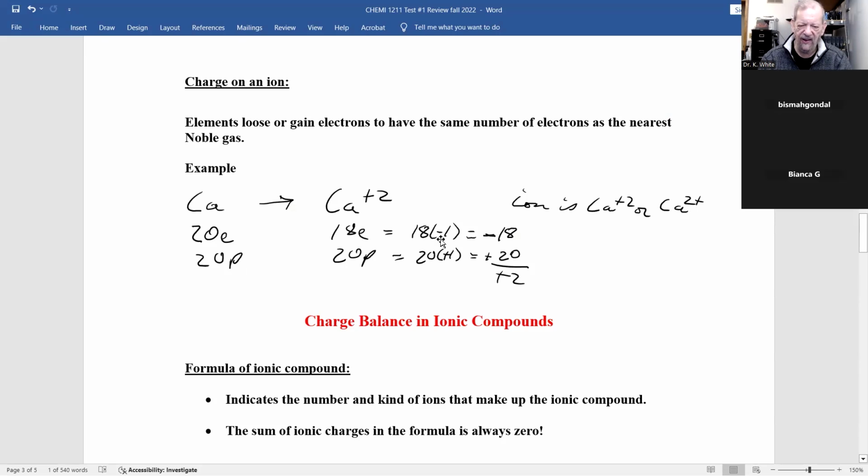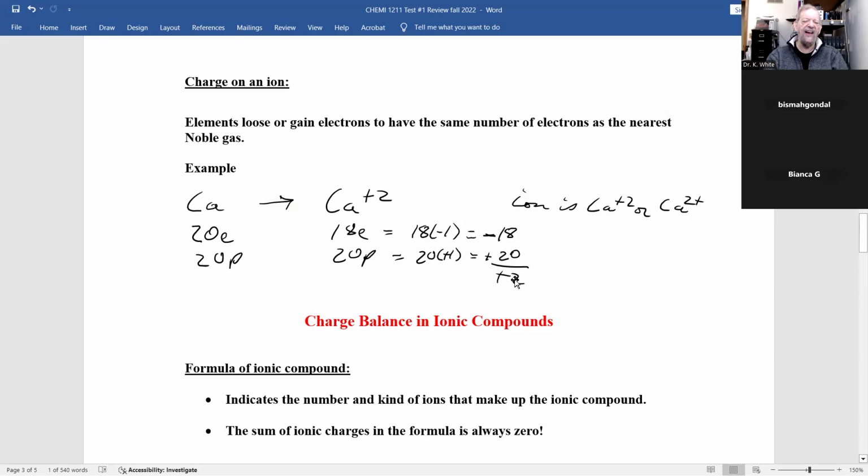Now, each electron has a -1 charge. Each proton has a +1 charge. Do the math, multiply it. You have -18 plus 20. You add these two together and you get +2.